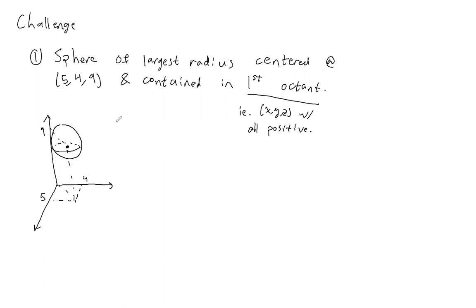What's the general formula for a sphere? The general formula for a sphere is going to look something like this. It's x minus the center. The x coordinate of the center is 5, we know that, squared, plus y minus 4 squared plus z minus 9 squared. And that's going to be some radius r squared. I don't know what that radius is, but I do know that it has to be just large enough that that sphere stays inside of the octant.